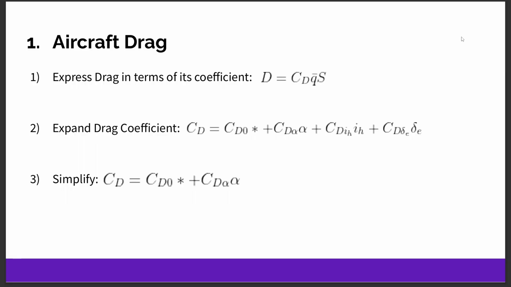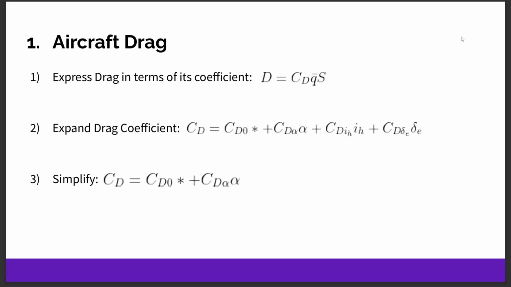So let's start with the first parameter. The first parameter is drag, and up to now it was defined as D only. So we're going to go a step further and express it in terms of its coefficient, and that is the drag coefficient times the dynamic pressure Q bar times the reference area S. And we can see that the drag coefficient can be further broken down into a series of sub-coefficients, and that would be CD0 star plus CD alpha times alpha plus CD IH times IH plus CD delta E times delta E. CD0 star is equal to the drag coefficient when alpha, IH, and delta E are equal to 0.